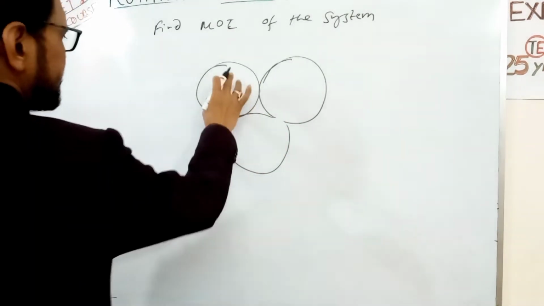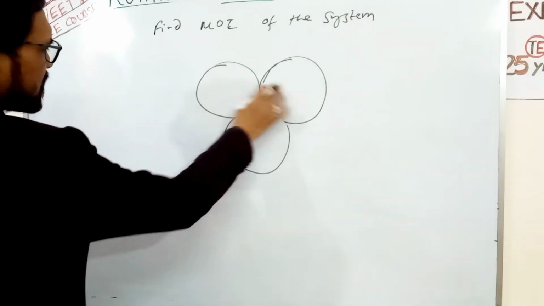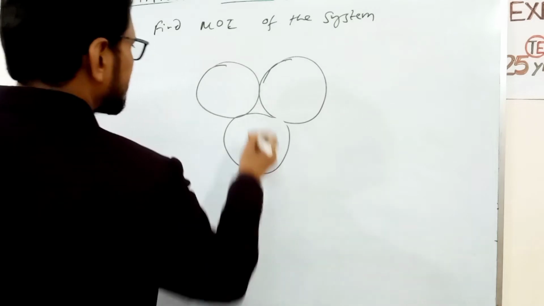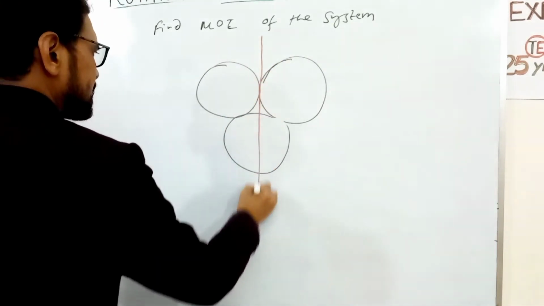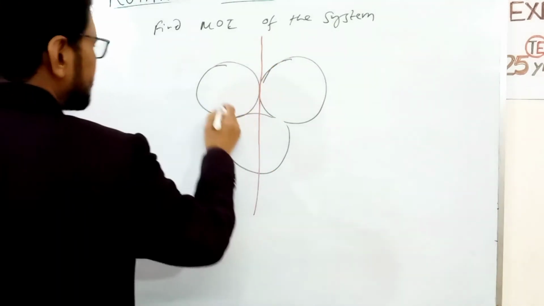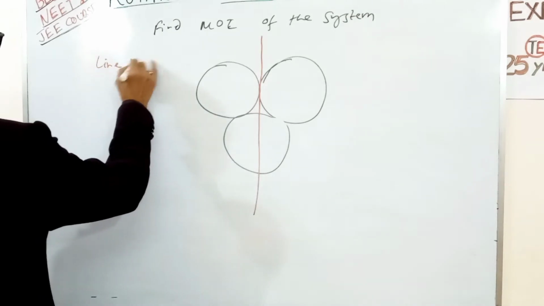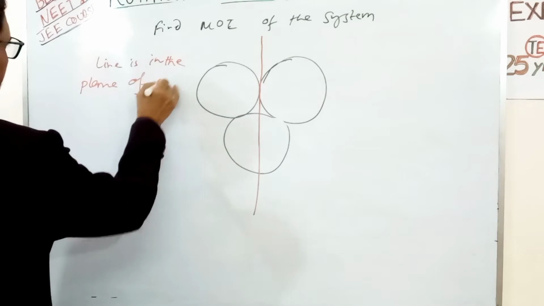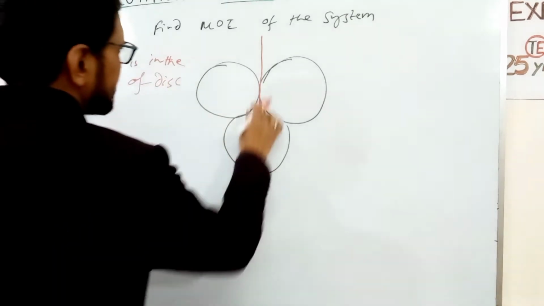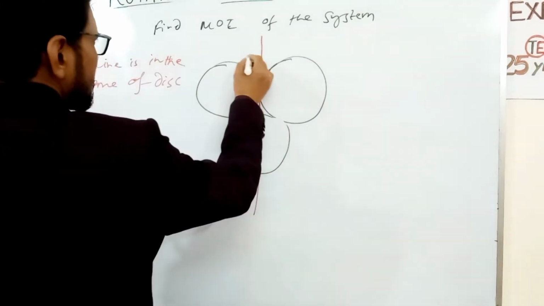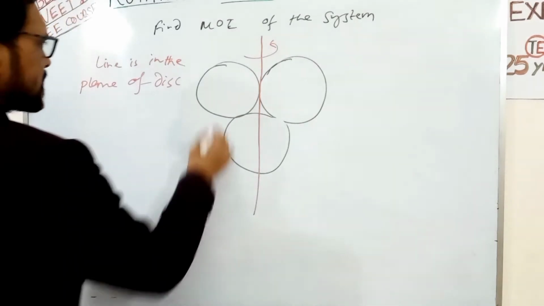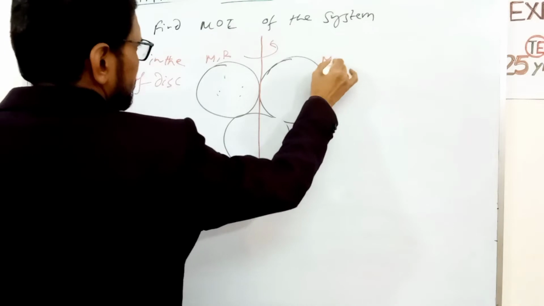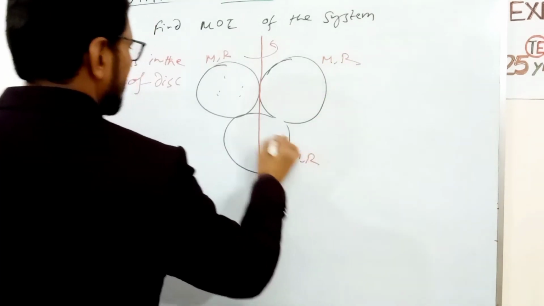Suppose the disk is placed in this way, find the moment of inertia of the system about this line. This line is in the plane of the disk. So find the moment of inertia of the system. These are three disks, mass m, radius r. Find the moment of inertia.